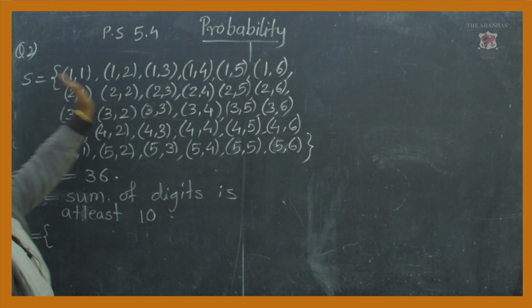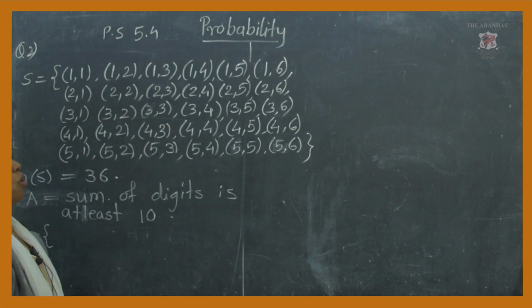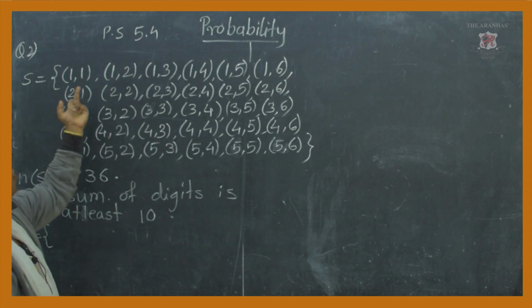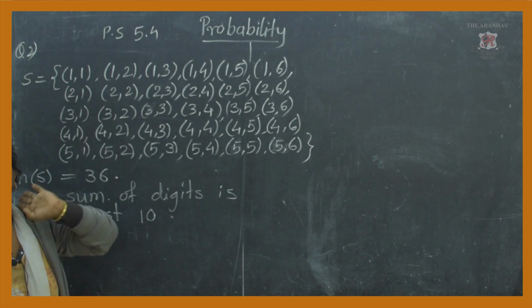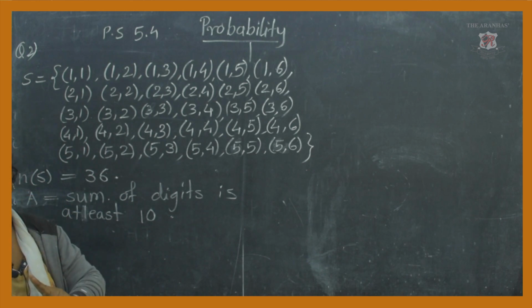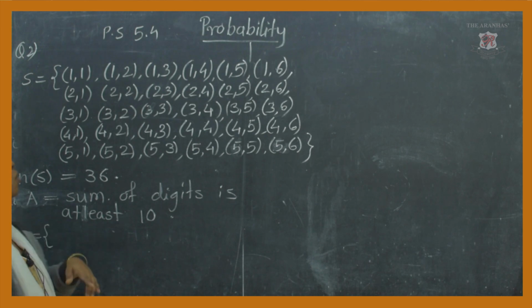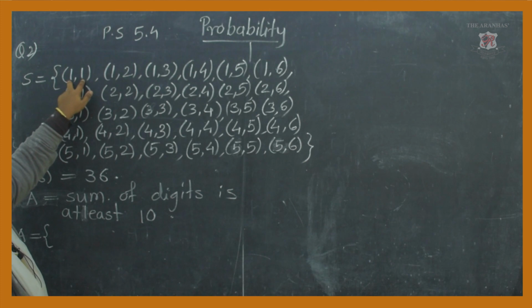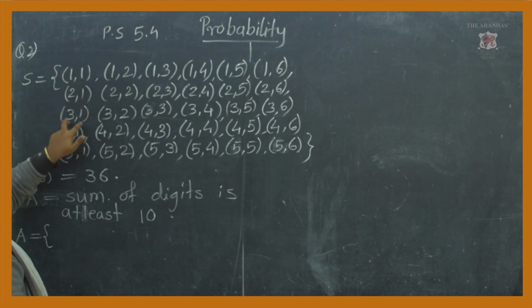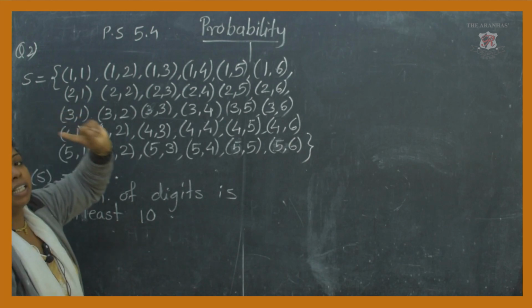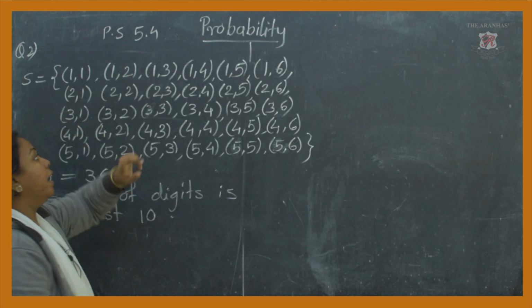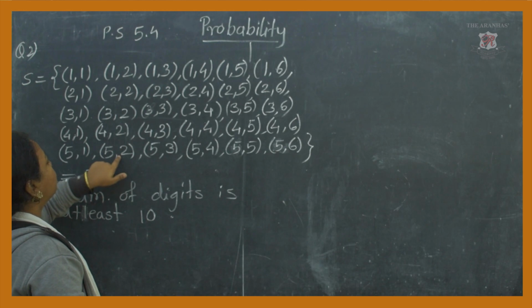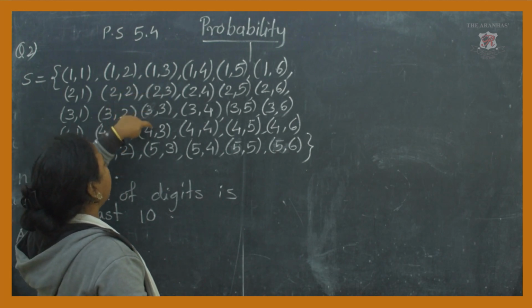So, these are the upper faces when 2 dice are rolled. Now, we are going to check which two numbers have the sum 10 and more than 10, because it is given at least 10. So, we can take the sum more than 10 also. If you see the first one, 1 1 is 2, 2 1 is 3, 3 1 is 4, 4 1 is 5, 5 1 is 6. No, we want 10 and more than 10, so these numbers will not be included.